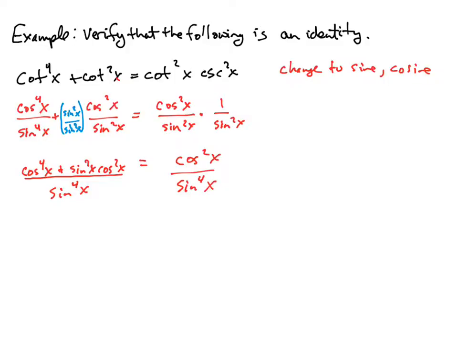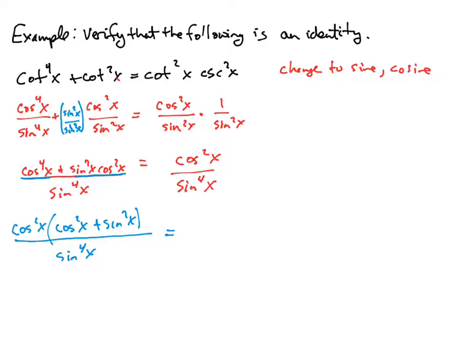Now, looking pretty good here. We have the same denominator in the left-hand side and the right-hand side. On the left-hand side, in each of these two terms, I have cosine squared x, so I'm going to factor that out. Cosine squared x times cosine squared gives us the cosine to the fourth, plus sine squared in the numerator. Divide that all by sine to the fourth.